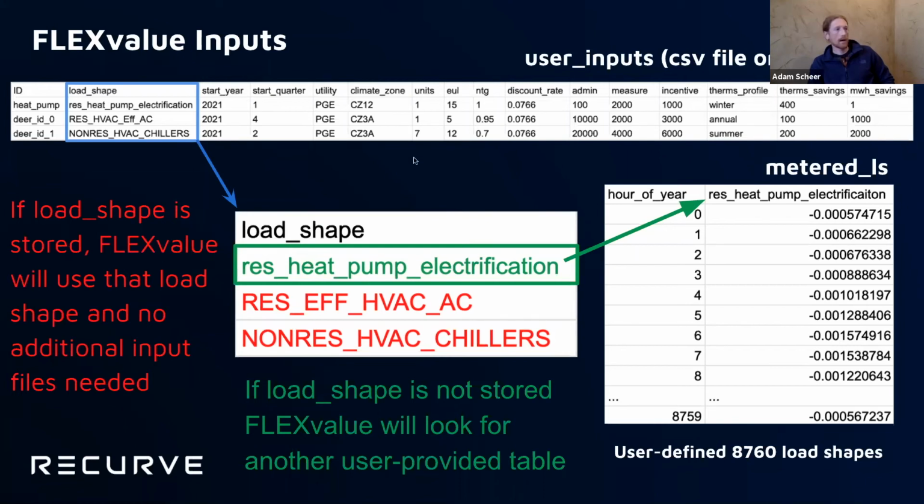So again, if you're only using pre-stored load shapes, then this user inputs file is all you need. If you're wanting to use custom load shapes, then you just have to make sure that you're titling that load shape the same as the column heading in the metered load shape table that you're also providing, and we'll show you exactly how to do this.